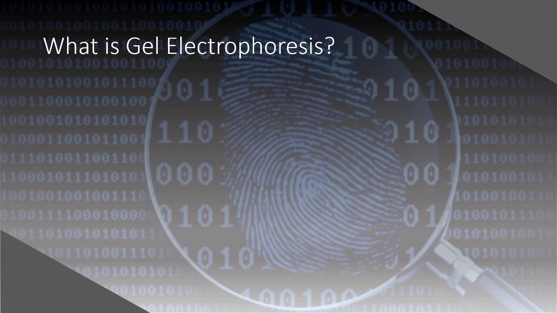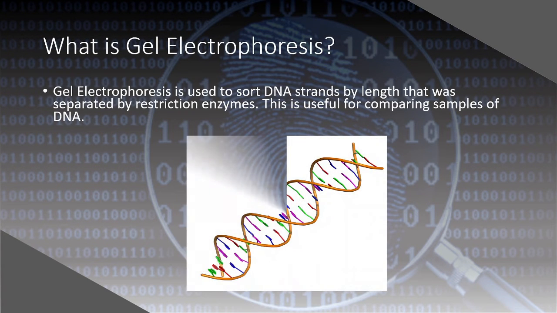What is gel electrophoresis? Gel electrophoresis is used to sort DNA strands by length that are separated by restriction enzymes. This is incredibly useful for comparing samples of DNA.